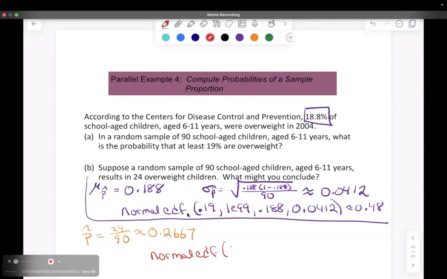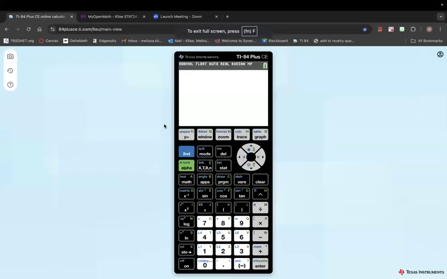So I'm going to do 0.2667, comma 1E99, 0.188, 0.0412. Okay. I'm going to pop over to my calculator and do this normal CDF. So rather than using my p hat so that I'm not rounding, I'm just going to put the fraction in here, 24 divided by 90, because these boxes can do the math for you. Then 1E99. Then my mean is 0.188. Standard deviation.